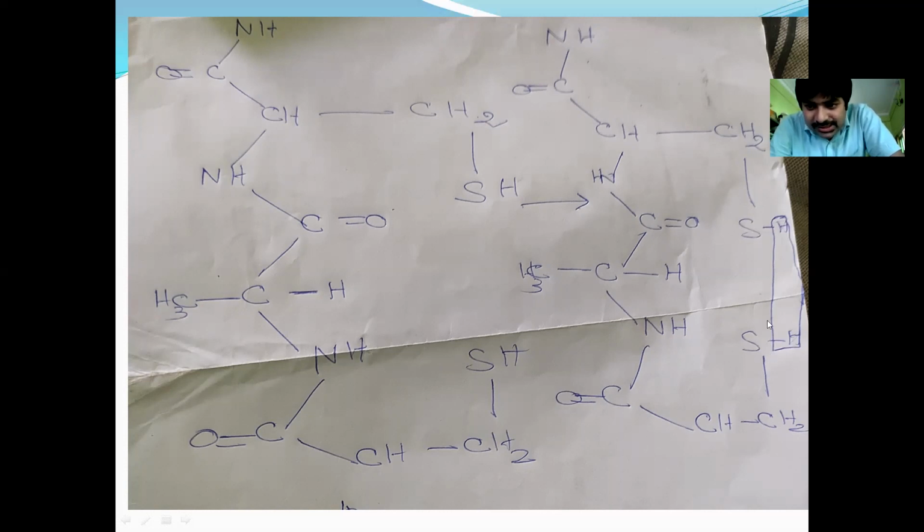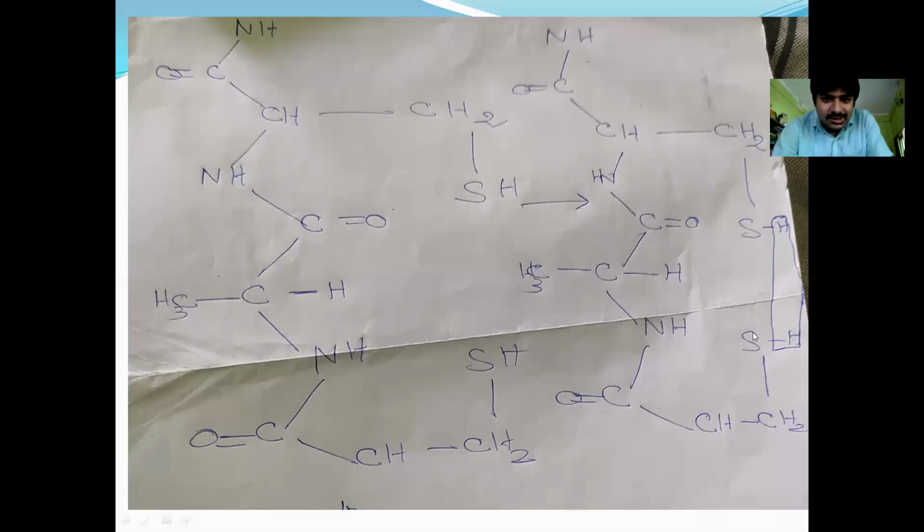Then this hydrogen is eliminated. This H and H means hydrogen is eliminated, and there is a bond between this sulfur and this sulfur.